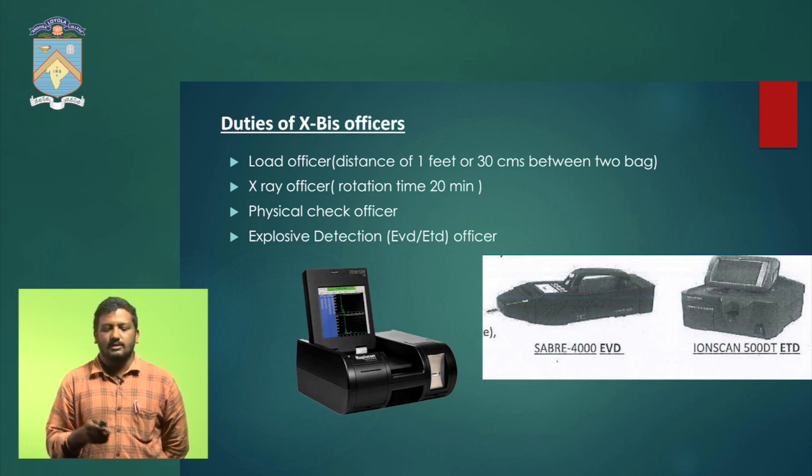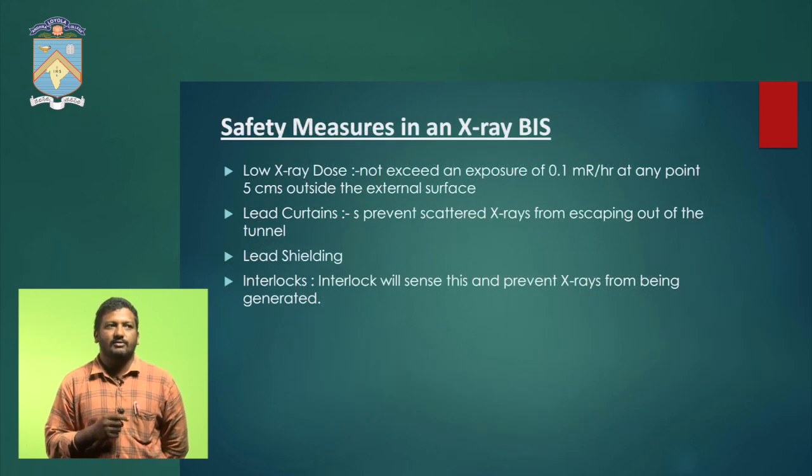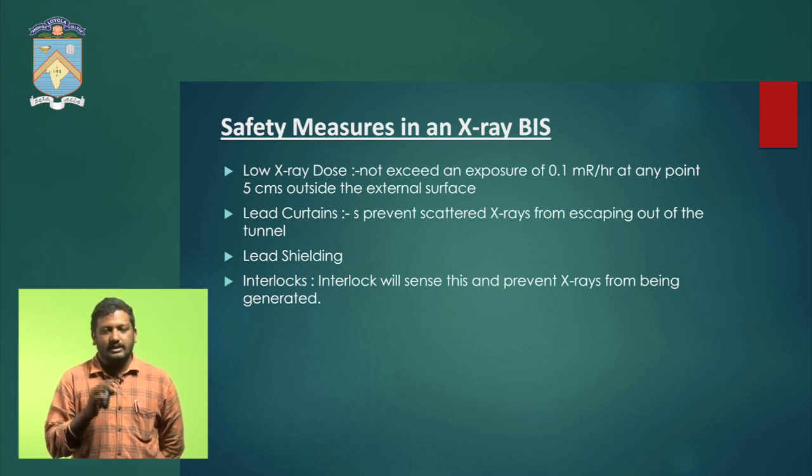Next is the safety measures of an XBS. What are the safety measures? Low X-ray dose: the X-ray is 0.1 milliroentgen per hour. Why? Because it is safe for the passenger baggage, whatever they are carrying, food, films, or whatever it may be. With a constant speed, the X-rays come out only within 5 centimeters of the tunnel; beyond 5 centimeters they do not go out.